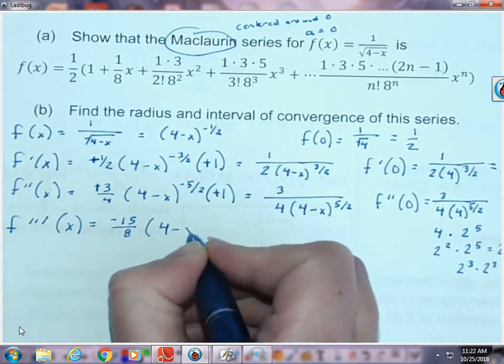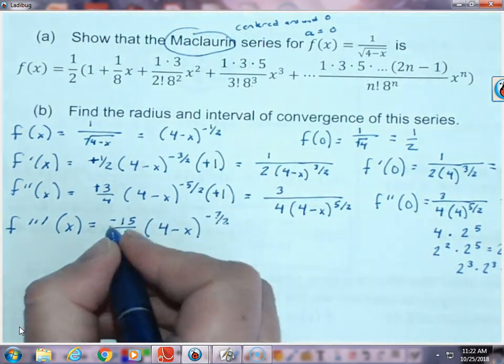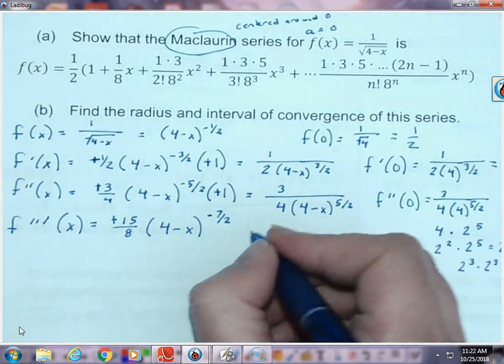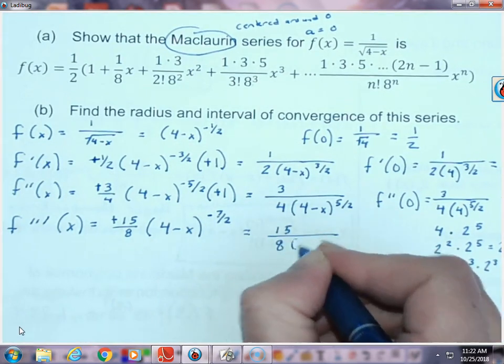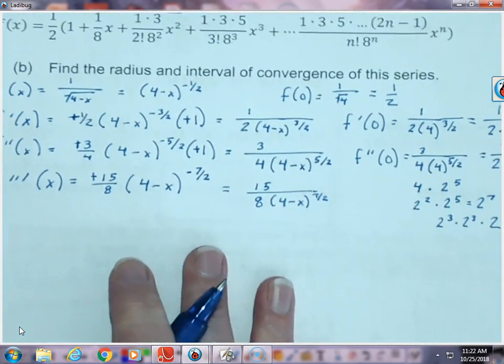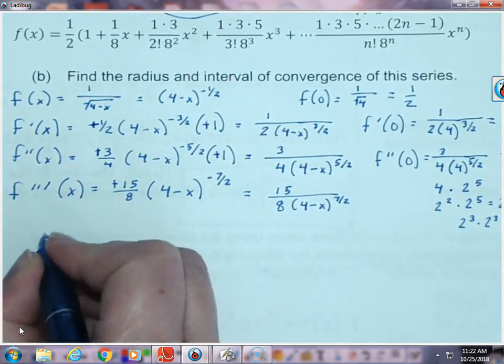And then 4 minus x to the negative. And then we're on to them. We're just going to make that positive. So we'll have 15 over 8, 4 minus x to the 7/2. I guess I'll just do my f triple prime underneath it.